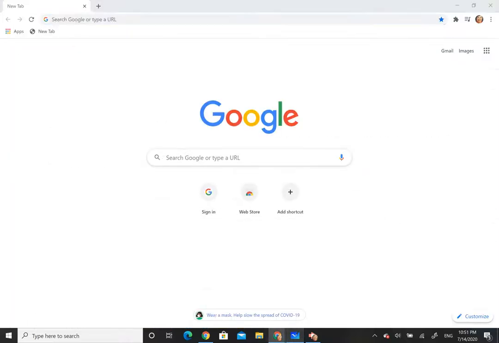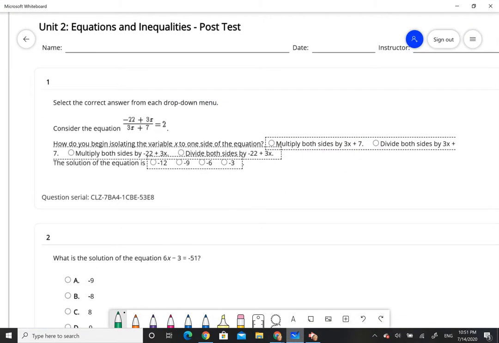Alright, so hi everyone. Today in this video, I'm going to explain the Unit 2 post-test. Unit 2 is about solving equations and inequalities. This topic is so important in Algebra 1, and you will use this knowledge over and over again in further math classes in geometry and Algebra 2, and then through to advanced classes.